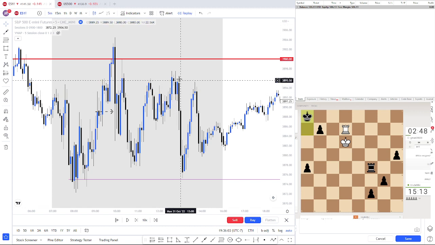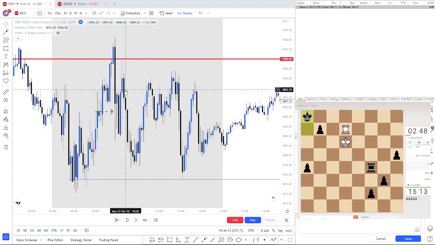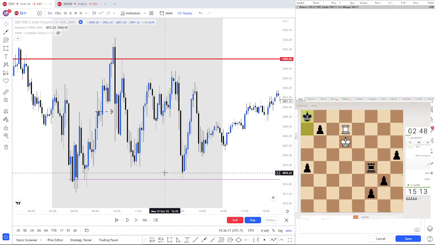Maybe you want to get out around here before this black candle forms. With these rejections, maybe after the black candle forms you want to get out, or at least get out of something, because price was not looking too good. It wasn't looking good at all.